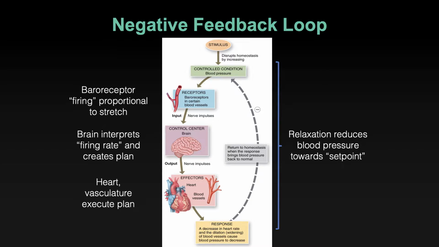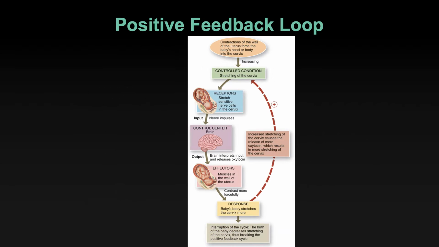And this is how the large majority of regulation, homeostasis, is maintained within the body, through negative feedback loops. These are by far the most common methods of regulating homeostasis. The opposite is a positive feedback loop. It's the opposite of the example that we just saw. Instead of the plan being created to go against the initial signal, positive feedback loops magnify the initial signal.